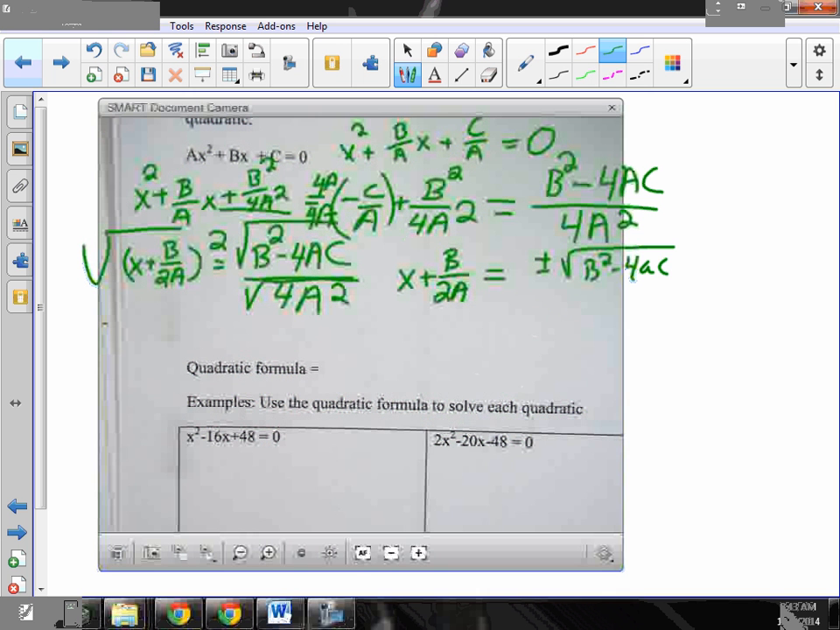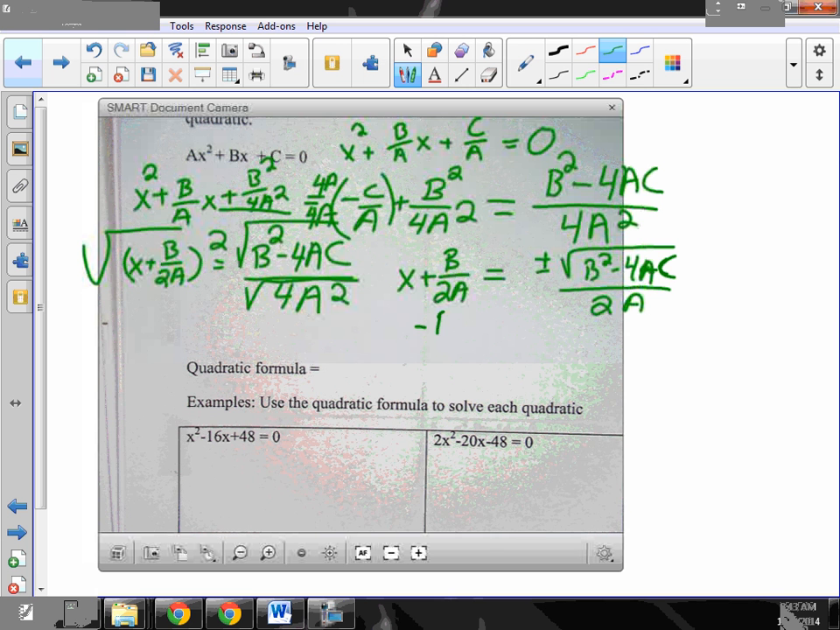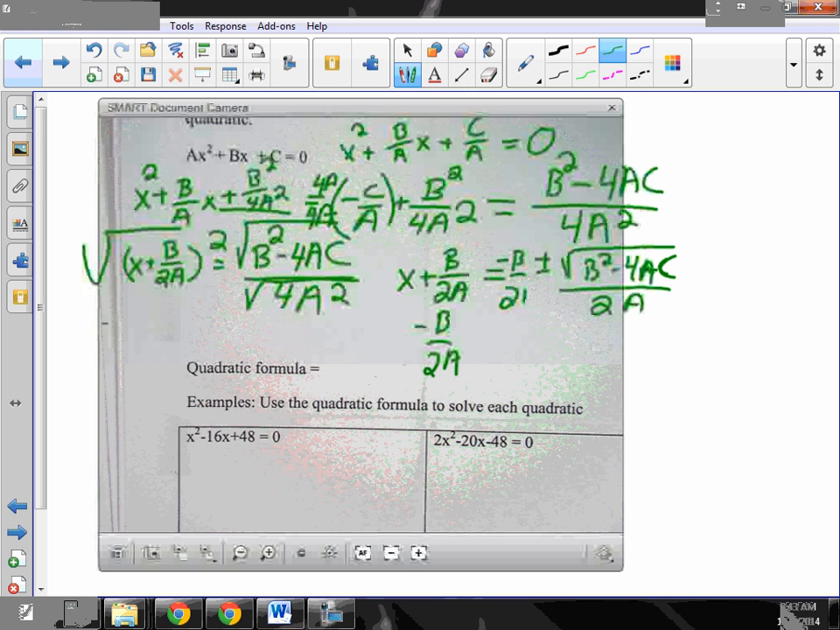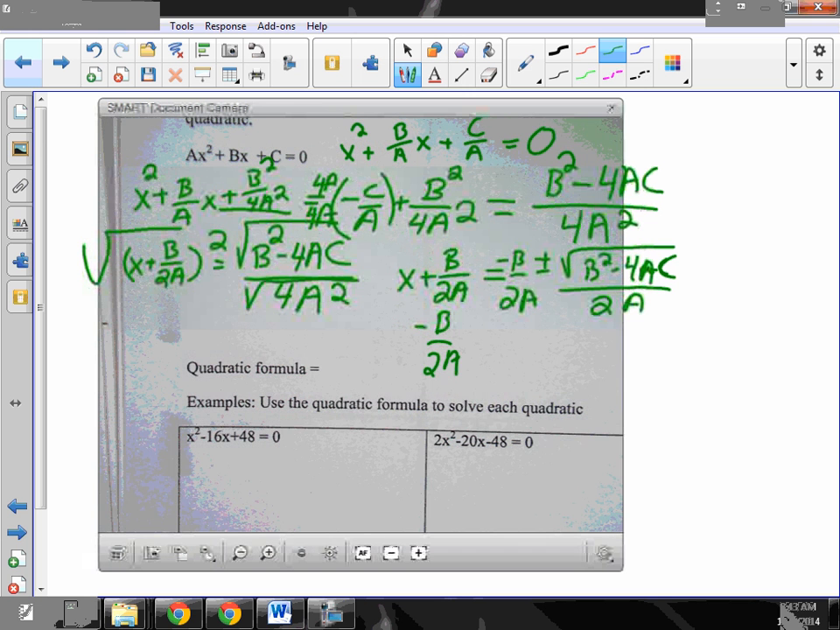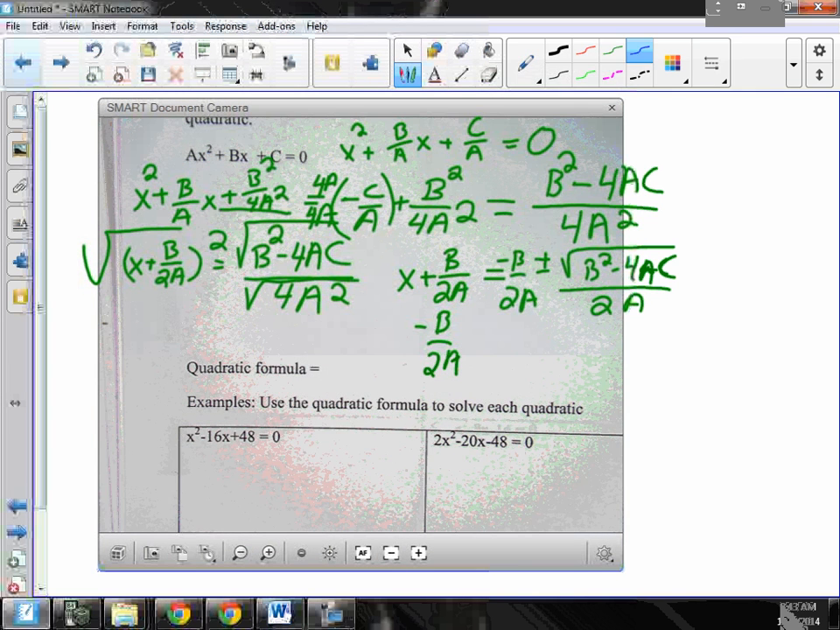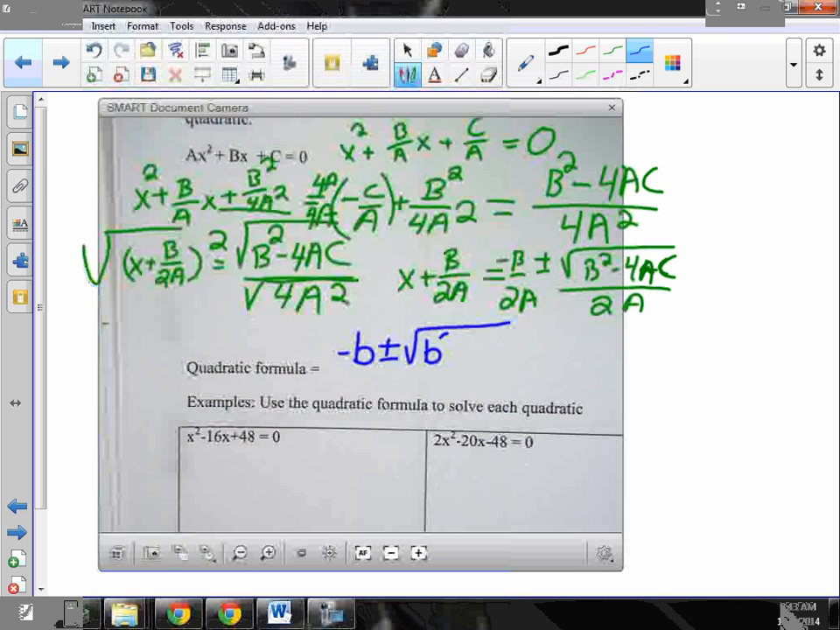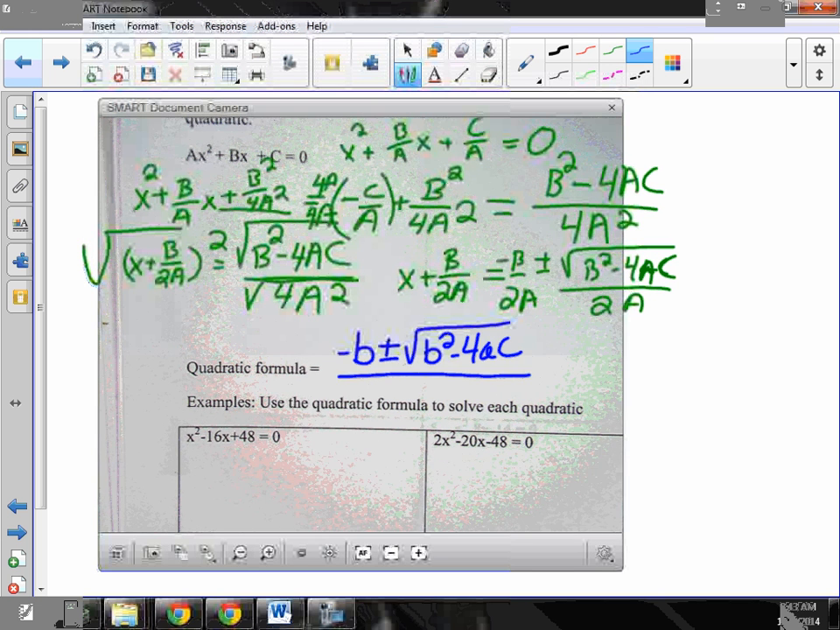But I can square root 4a squared, which is 2a. And then I'm going to subtract b over 2a, and I'm going to put it in front, negative b over 2a. And they happen to have the same denominator. So the quadratic formula right here is negative b plus or minus the square root of b squared minus 4ac over 2a.